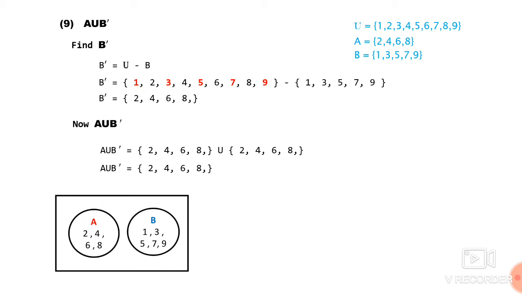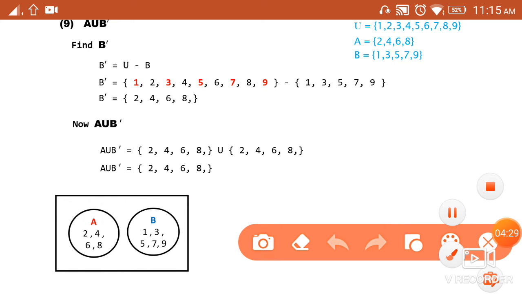Now the fourth step, shading. Here our answer has 2, 4, 6 and 8. So we will only shade the part which contains these elements. The part which is shaded in this diagram will be the first circle. It means we will shade this circle because this is the part which contains the elements that belong to our answer.